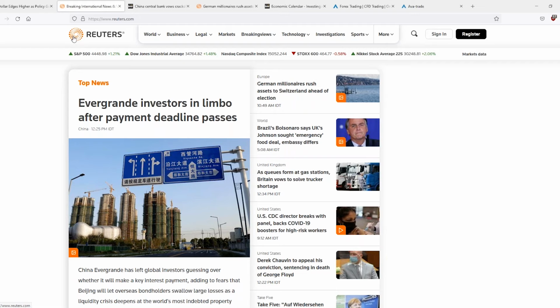All right, so then we go to another headline. From a second source, Evergrande Investors. This is that group in China. Evergrande Investors in limbo after payment deadline passes. Folks are not getting paid by this big realty group in China. And so the fear is starting to spread worse.